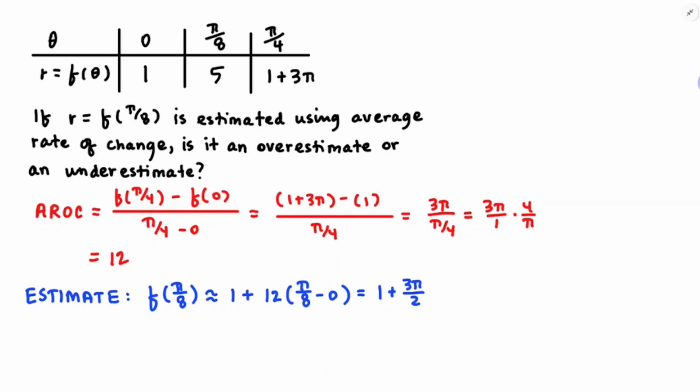Thinking about 3 halves of pi, that's like 1.5 times pi. Well, pi is bigger than 3, and 3 times 1.5 would be 4.5. So this 1 plus 3 pi over 2 is definitely bigger than 1 plus 4.5. So I'm going to say that this is bigger than 5.5. And since I know that the true value of f of pi over 8 is 5, and my estimate was 5.5, I'm going to say that it was an overestimate.